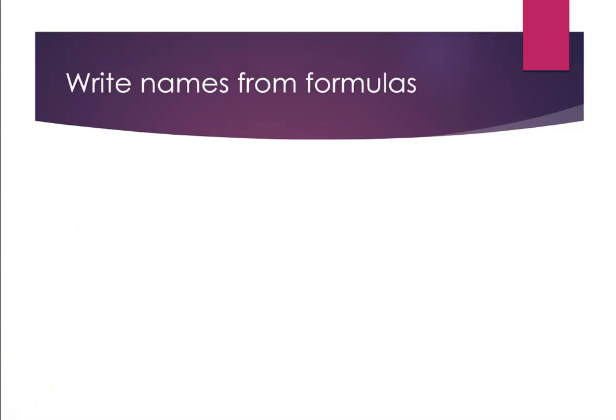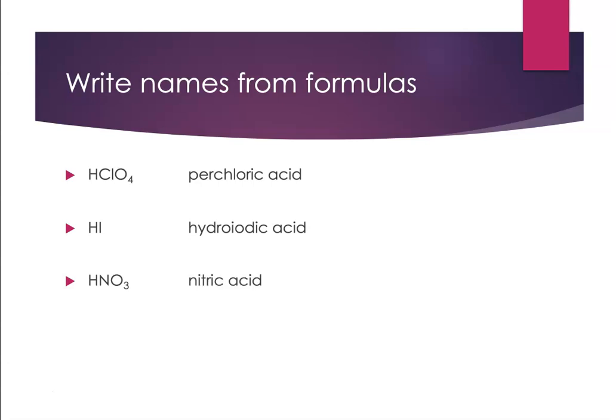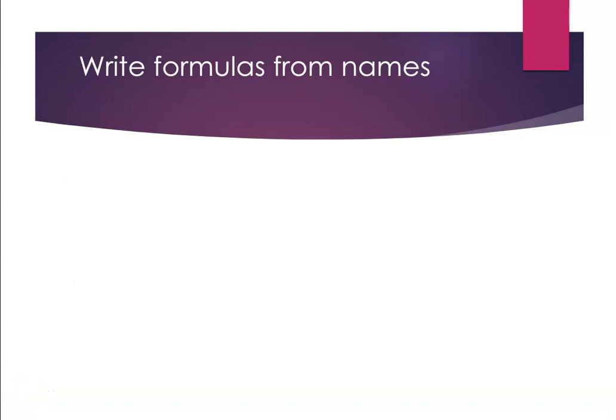Let's do some practice. Let's write some names from formulas of acids. HClO4. Let's look at the anion. The anion is ClO4-. That's the perchlorate ion. Ates end in ic. So this is perchloric acid. HI. Oh, wait a minute. The polyatomic ion, there is no polyatomic ion. The anion is iodide. This is a binary acid. We use that hydro prefix. So the name of this is hydroiodic acid. HNO3. The anion is nitrate, NO3-. Ates go to ic. So this is nitric acid.